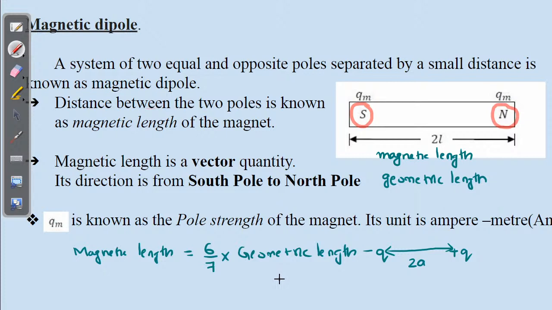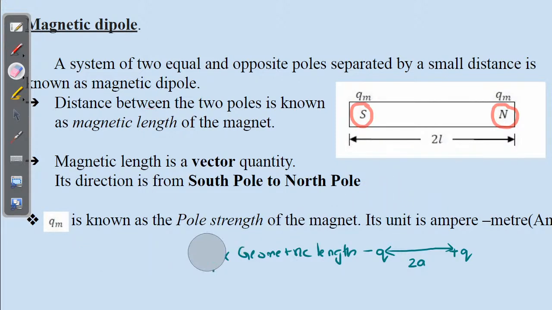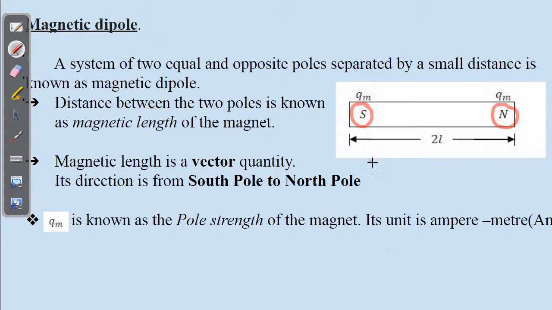A system of equal and opposite poles separated by a distance is called a magnetic dipole. And remember, whatever magnetic length you are measuring here, that magnetic length is a vector quantity. Okay, magnetic length is a vector quantity. And what is the direction of this magnetic length? The direction of magnetic length is always assigned from south pole to north pole. This is the direction of your magnetic length. Just like you define a direction for dipole moment, which is from minus q to plus q, I can define a direction for your magnetic length, which is from south pole to north pole.